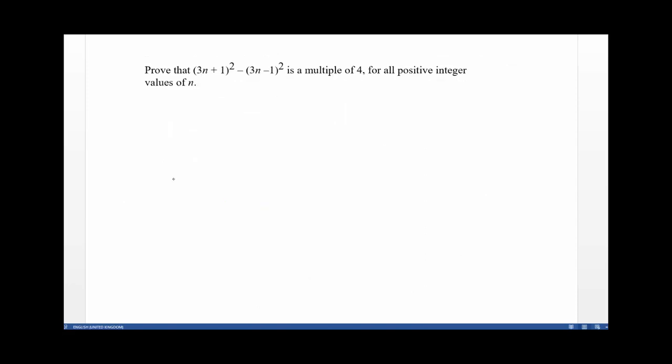Okay, here's the next question. Prove that (3n + 1) squared minus (3n - 1) squared is a multiple of 4 for all positive integer values. What is a multiple of 4? Okay, just for those who don't know, 4, 8, 12, 16, 20, and so on. Okay?